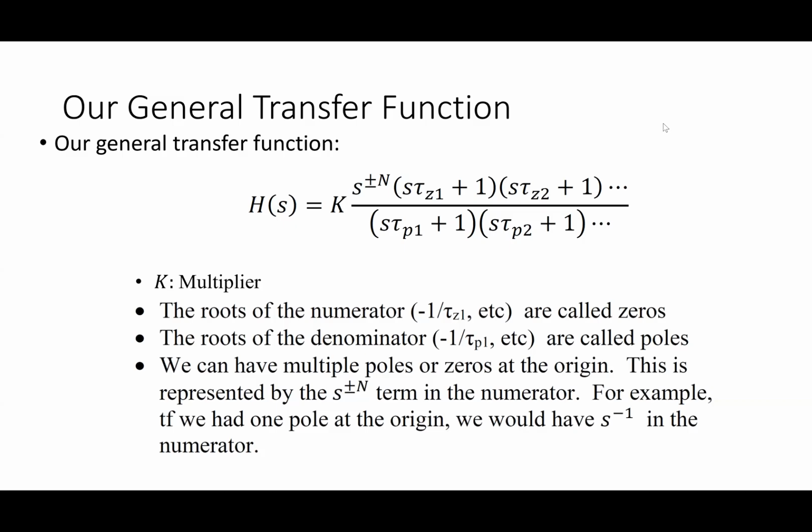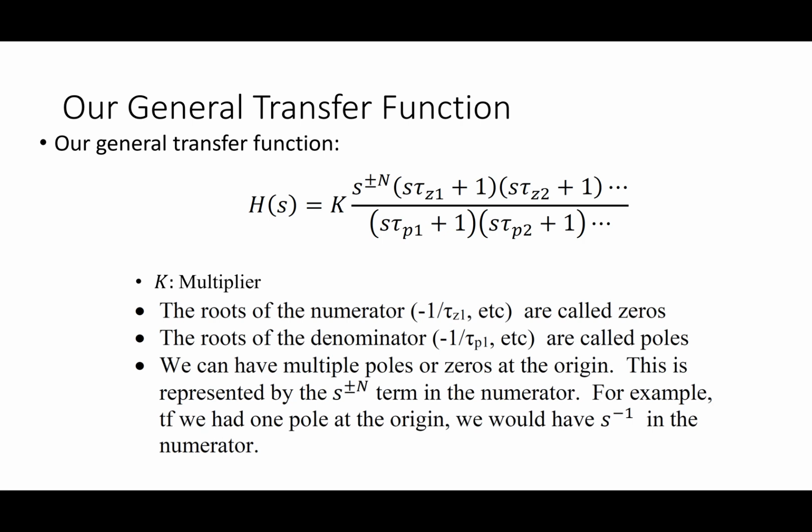So this is our transfer function, general form. We did lots of this already. Basically I have this multiplier in front, and all this stuff with the S, taus, and all that, right? So the S to the plus or minus N: if it's a plus N, what do I call that? S to the N, if N is positive, what do I call that?